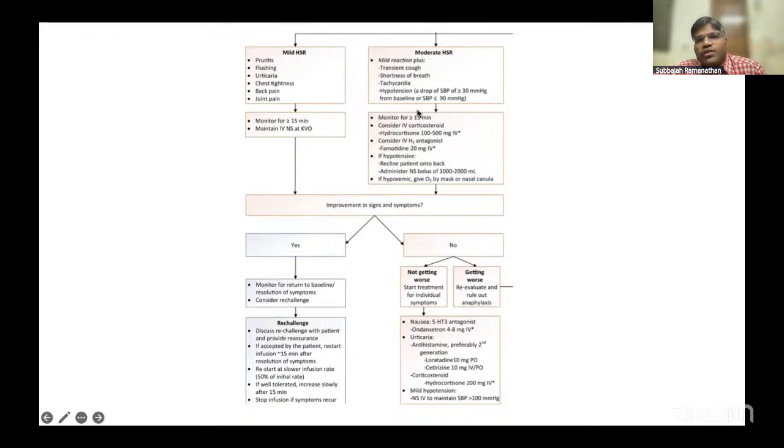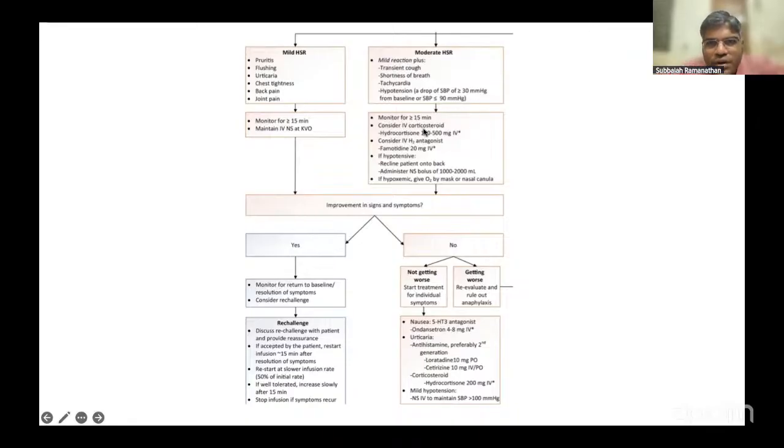Patients might cough, but the monitor will show normal saturation, so you need not worry there. And hypotension is quite unusual there. So in minor reactions, just monitor for 15 minutes and give some saline. Then once the patient is fine and improved, you can re-challenge the infusion.